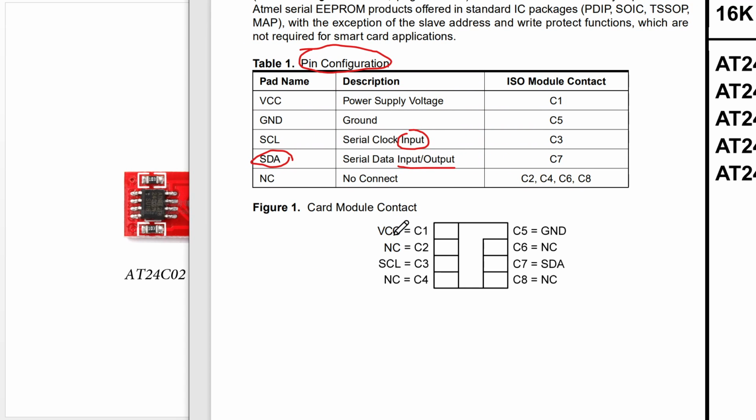The first one is VCC. The second one is NC. This one is the clock. This one is NC, this one is NC, this one is data, this one is NC, and ground. Actually, we just need the power, ground, clock, and data. So this is the second thing we need to notice.